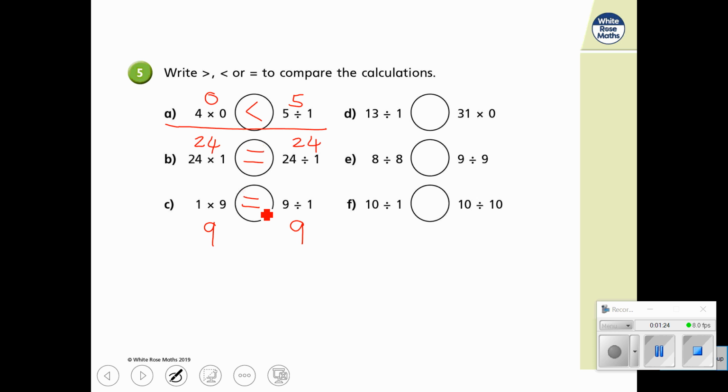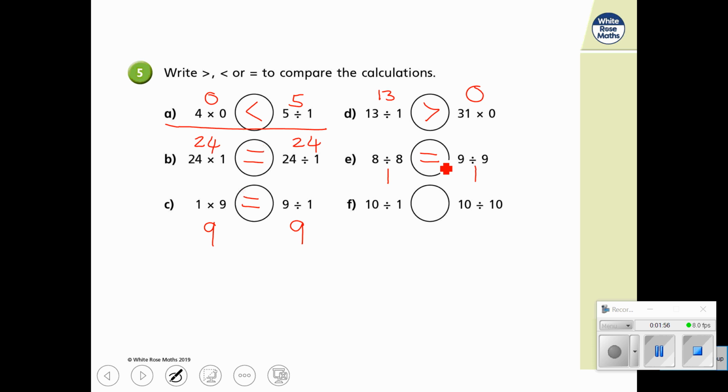Now over to here, 30 divided by 1 is 30. 13 times 0 is actually 0, because anything multiplied by 0 is always 0. So the answer here is greater than. 30 is greater than 0. 8 divided by 8 is 1. 9 divided by 9 is also 1. So the answer is equals. So you've just got to remember that any number divided by itself is always 1.